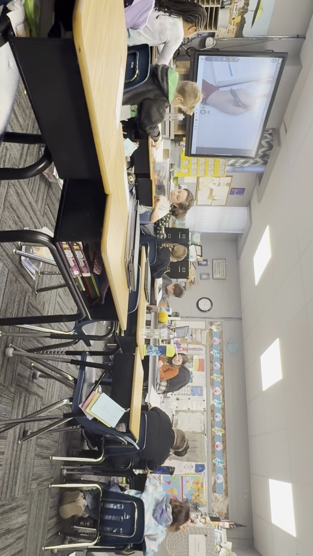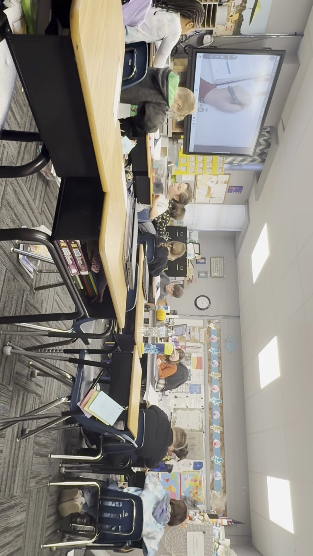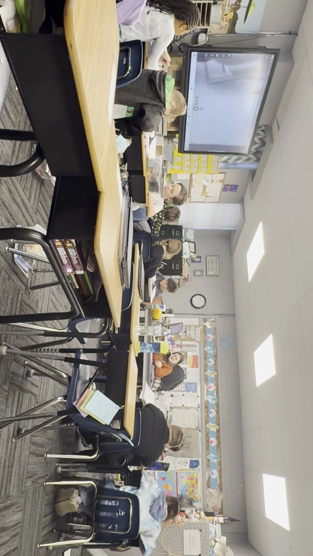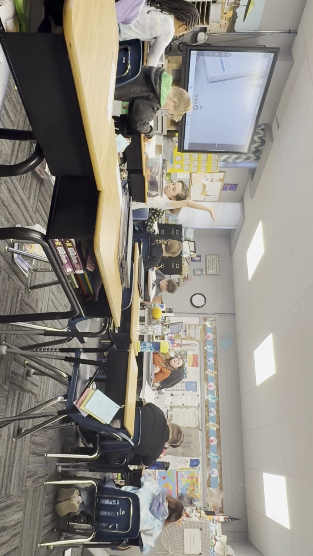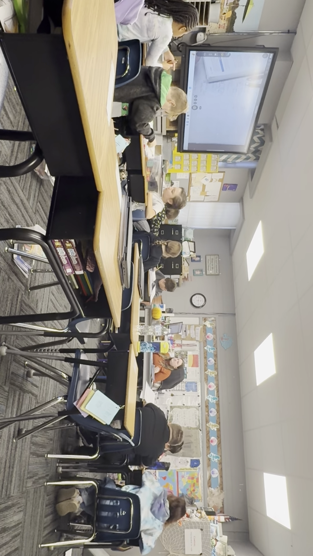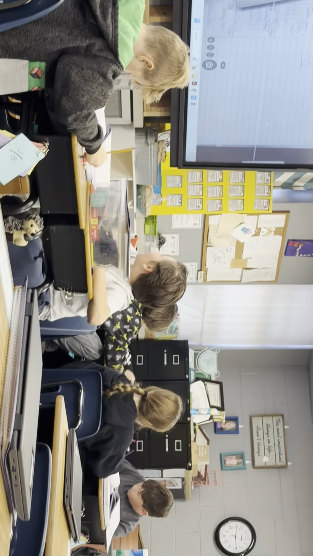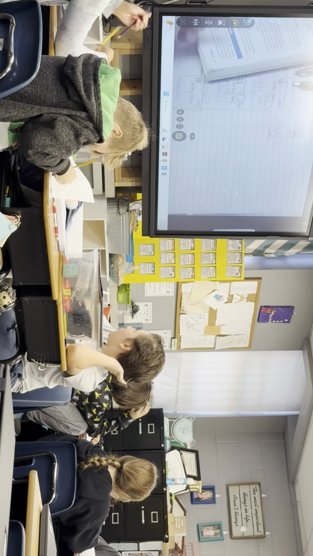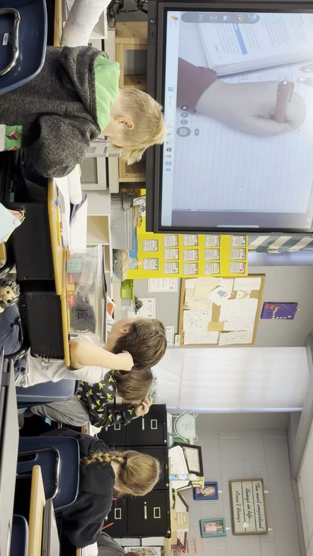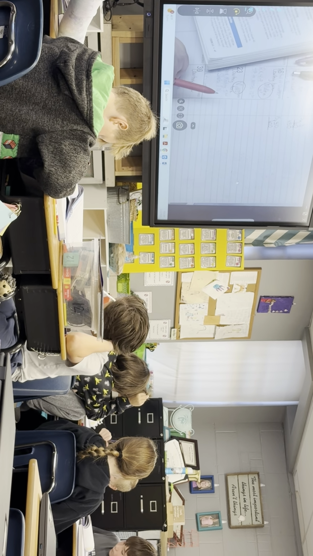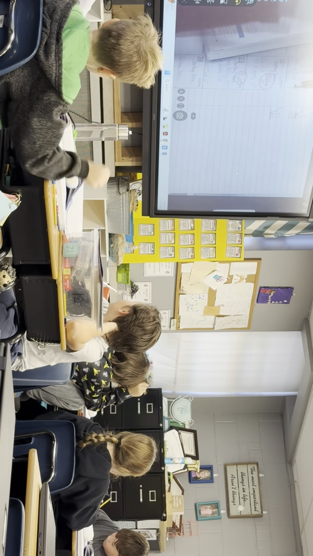Number 15. 15 is 40 times 400. Can somebody walk me through how to do this? Lucas, you want to give it a shot? What do I need to do first? So you get your red, and you underline 4 and your other 4. And then you underline your zeros in purple.